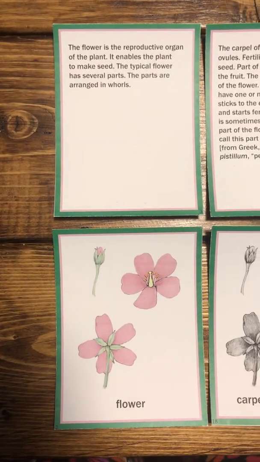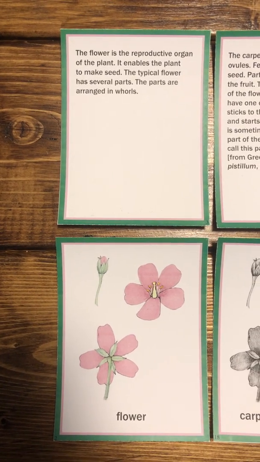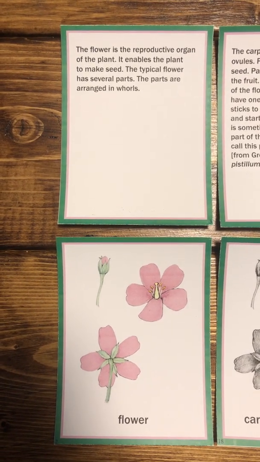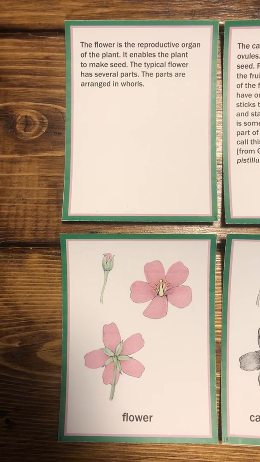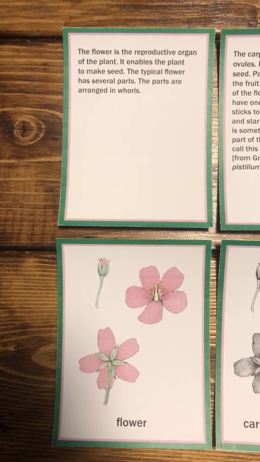So first is the flower. The flower is the reproductive organ of a plant. It enables the plant to make seeds. The typical flower has several parts. The parts are arranged in whorls.